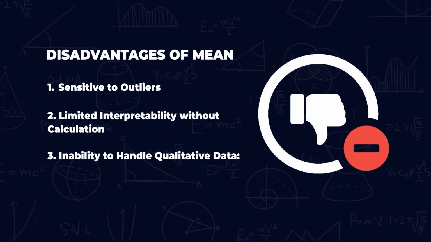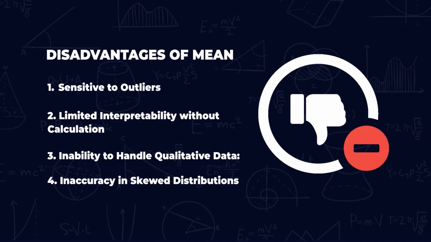And another disadvantage is its inability to handle qualitative data. The mean is only applicable to quantitative data, meaning data that can be expressed numerically. For qualitative data such as intelligence or honesty, which are measured on subjective scales, the mean is not an appropriate measure of central tendency. And one more disadvantage is inequality in skewed distributions.